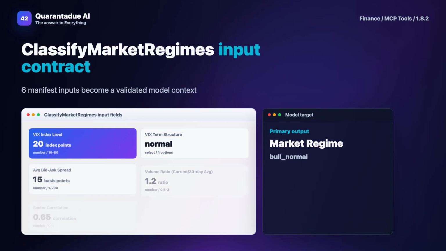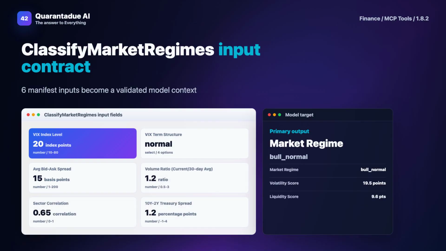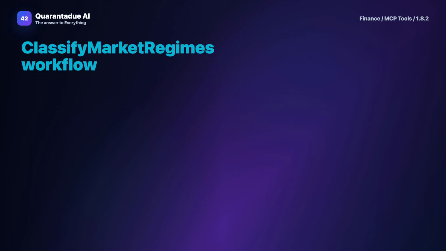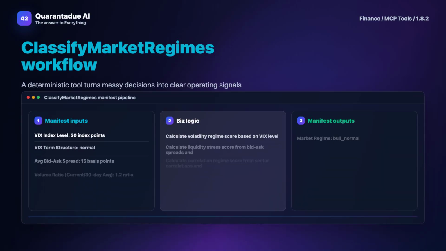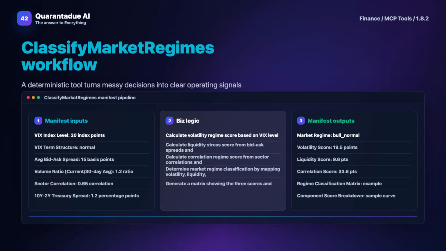The workflow then applies calculate volatility regime score based on VIX level and term structure, with higher scores indicating more volatile or stressed conditions. Calculate liquidity stress score from bid-ask spreads and volume ratio, with higher scores indicating worse liquidity conditions. Calculate correlation regime score from sector correlations and treasury spread, with higher scores indicating more correlated, risk-off markets.